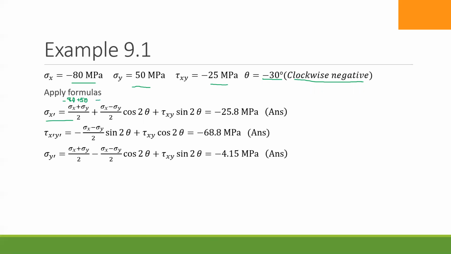Also, this is minus 80 minus 50, divided by 2, times cosine of minus 50. Also, for tau xy, we can write minus 25 times sine of minus 50. We will get this value.